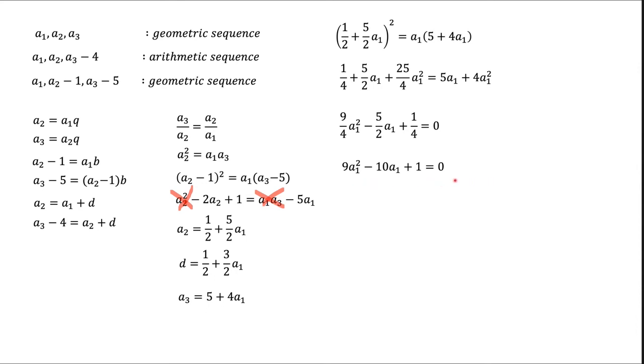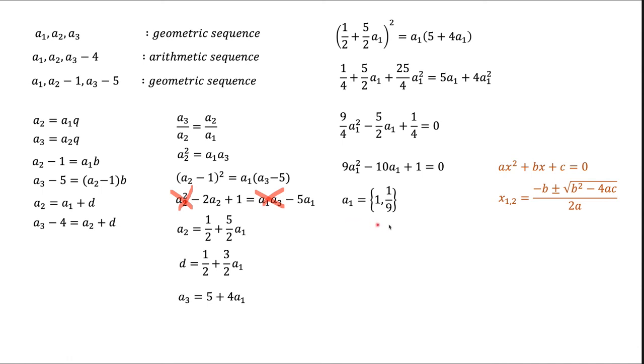So now we just solve this quadratic equation. To remind you, if I have the quadratic equation ax squared plus bx plus c equals 0, where a, b, and c are constants, this equation has two roots, two solutions that we can obtain using this formula. So in our case, a1 plays the role of x, 9 is a, minus 10 will be b, and 1 will be c. If we plug these values into this expression, we get two real values for a1, and a1 could be either 1 or 1/9.